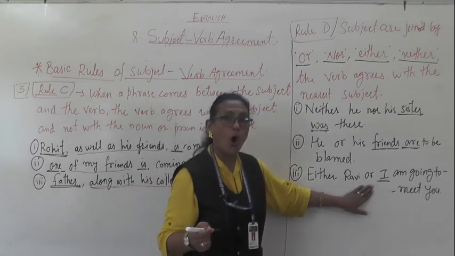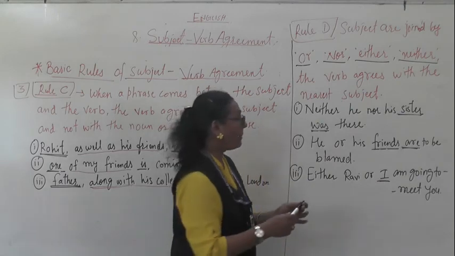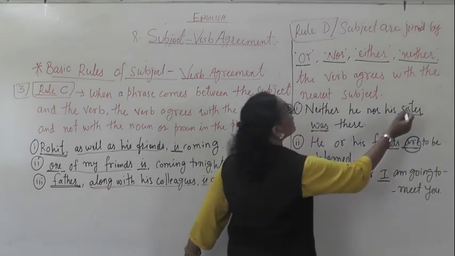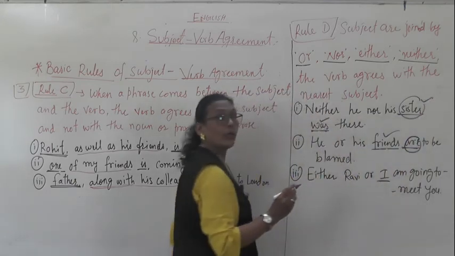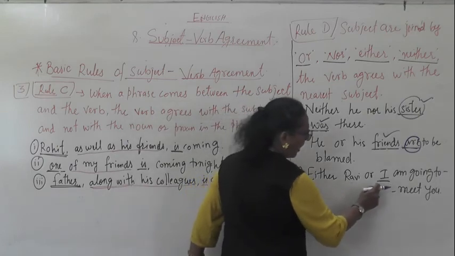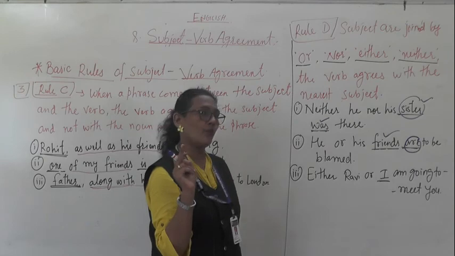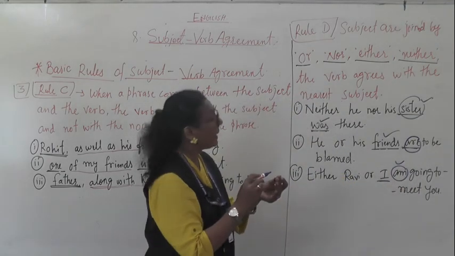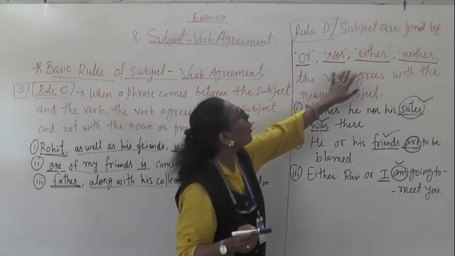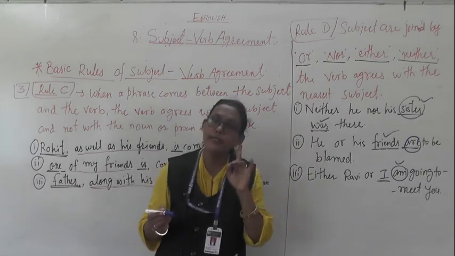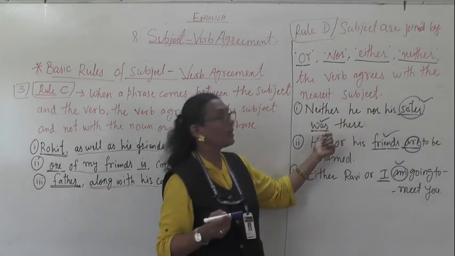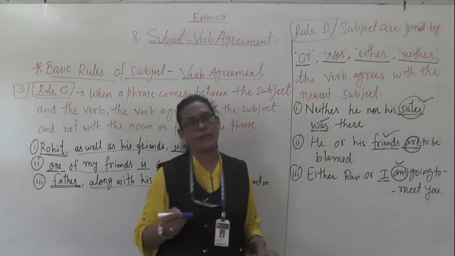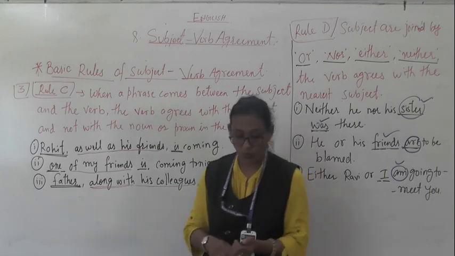"Either Ravi or I am." So "am" is here. Here it is "are" because friends is plural. Here it is sister, which is singular, so we have written a singular verb. Now here, "either Ravi or I" is there. So with "I", which verb agrees every time? That is "am". So what is rule number D? Repeat: subjects joined by or, nor, either, neither, the verb agrees with the nearest subject. Here the nearest subject is friends, and here also the nearest subject. Now we'll see rule number E. What is that rule number E?